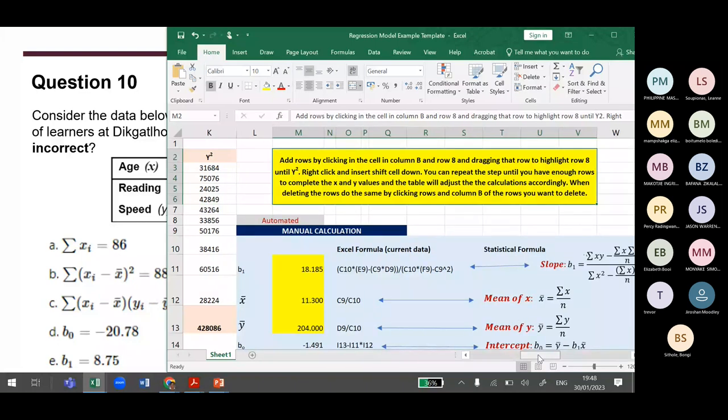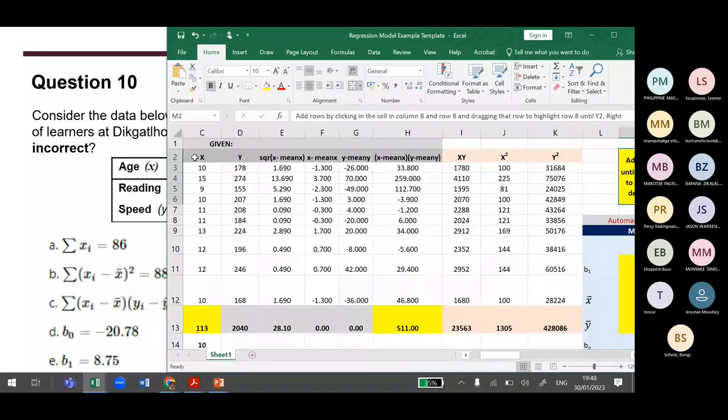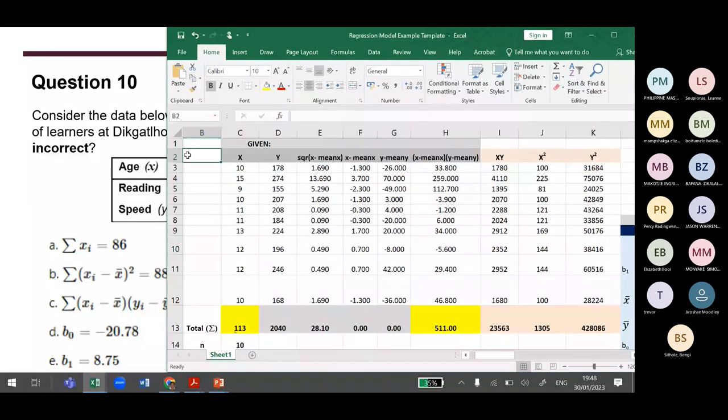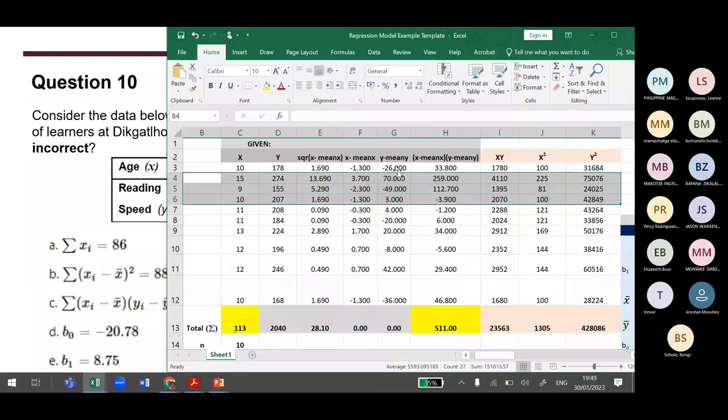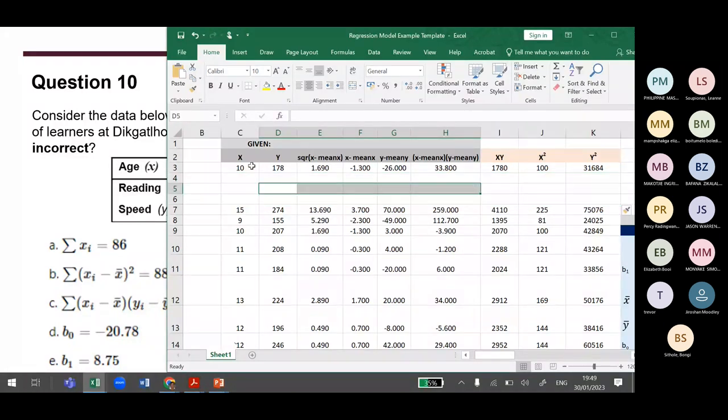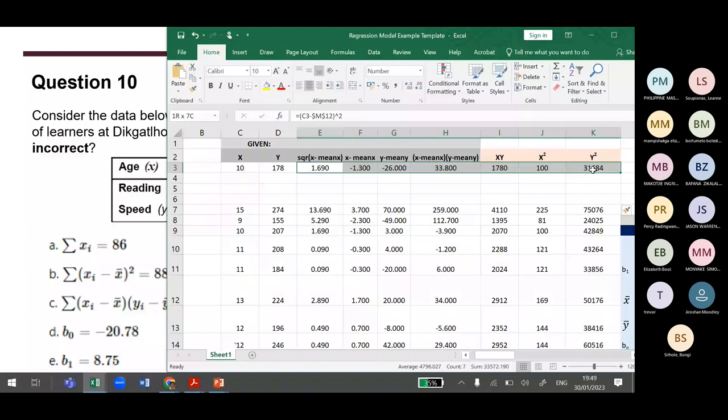So all these are related from X up until Y squared. But when you add the row, don't start here. Start by B column. If you are deleting or adding, you have to start by B column and highlight up until you get to the Y. If you are adding a few rows, you just highlight how many rows you are adding and you click on insert and say down and it will insert three more rows. But there are a couple of things that you will need to do. You will have to go to column E up until column K and drag down so that the calculation can follow. Right. Those are the steps.